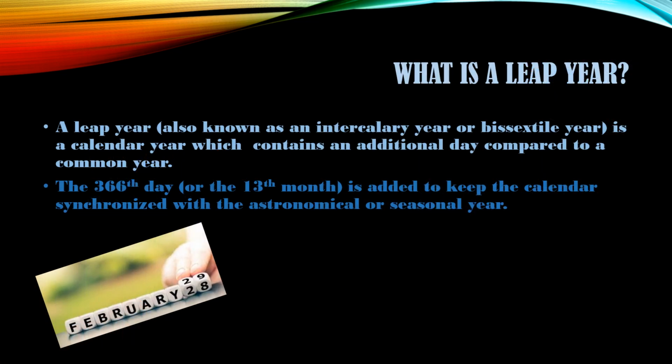What is a leap year? A leap year is a year containing an extra day. It has 366 days instead of the normal 365 days. This extra day is added in February. It is also called an intercalary or a bisextile year. The 366th day or the 13th month is added to keep the calendar synchronized with the astronomical or seasonal year.